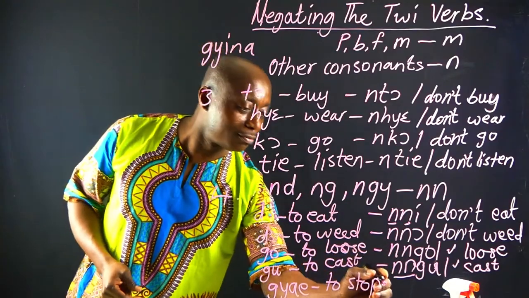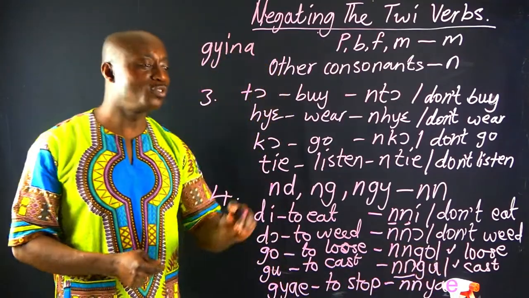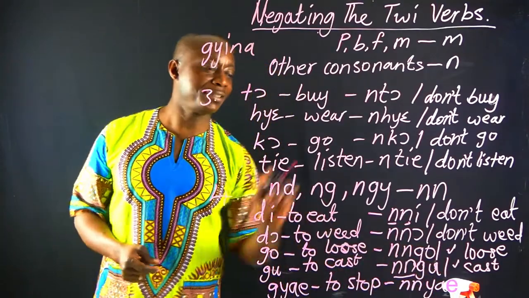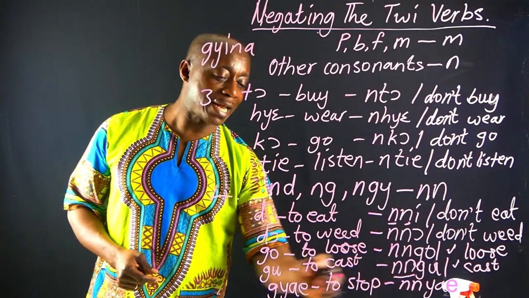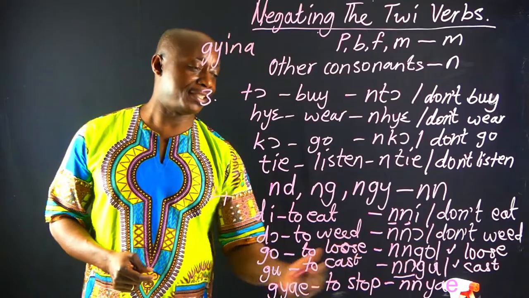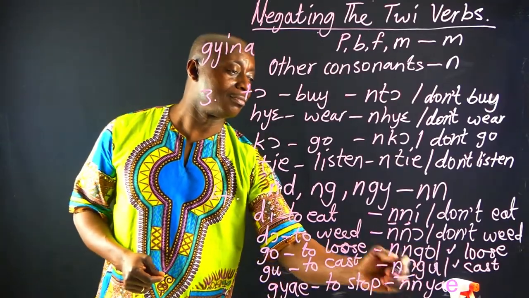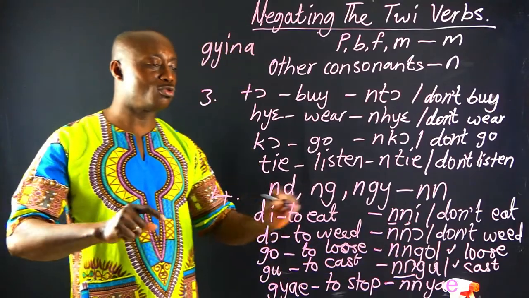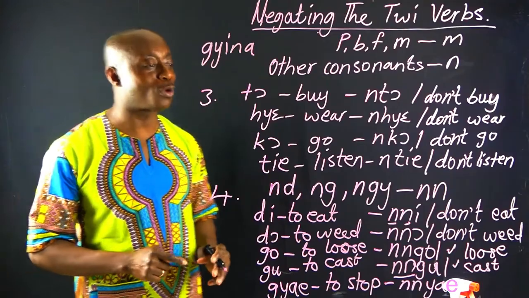Good. So jai, that is to stop, will become what? Nyai. Double the n, but the j will vanish in this case. So we get nyai, do not stop. Keep on going. Do not stop.